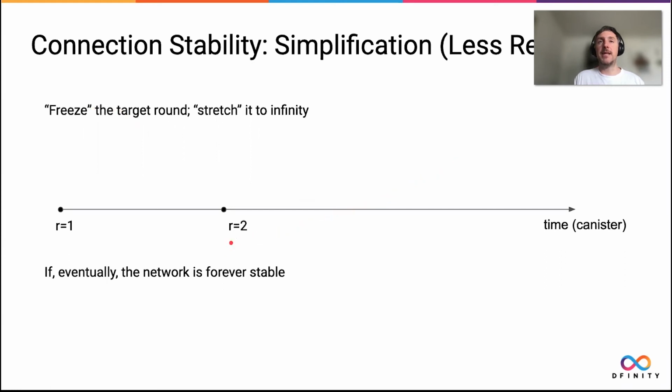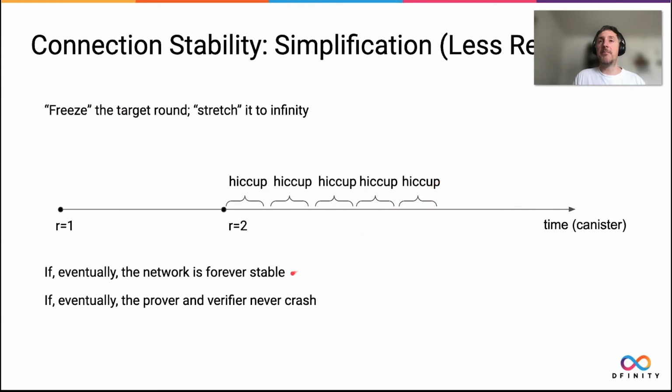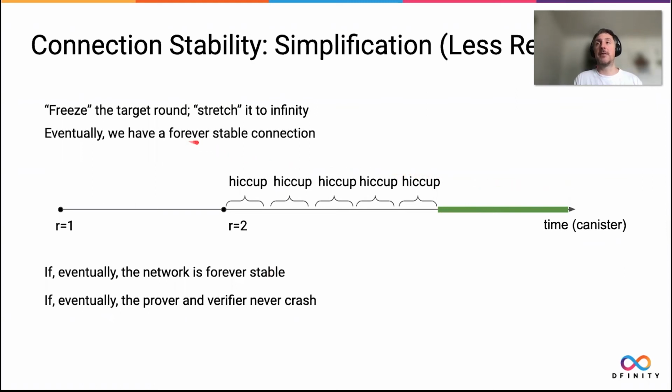So we can say that if the network is forever stable eventually, so meaning there might be a bunch of hiccups, but after some point they stop, okay? And similarly, the provers and verifiers, they stop crashing at some point. Then what we want to have is an eventually stable connection from the prover forever. So we have something, forever stable connection. Okay, and this is kind of what we'll now try to analyze with TLA.